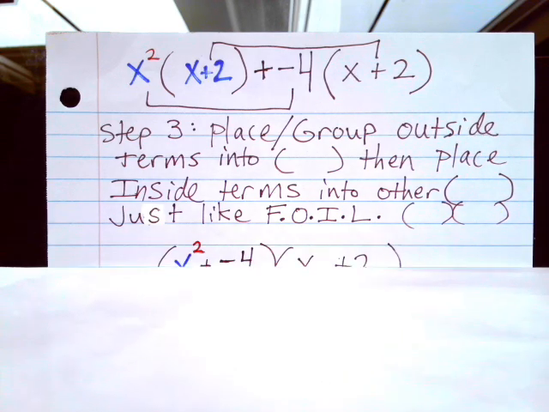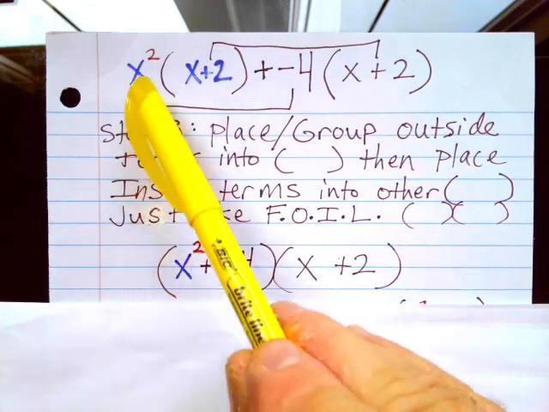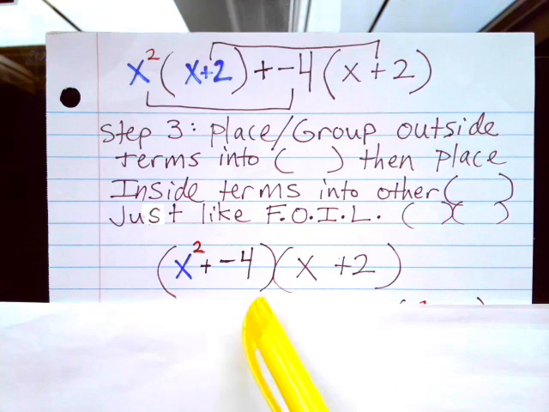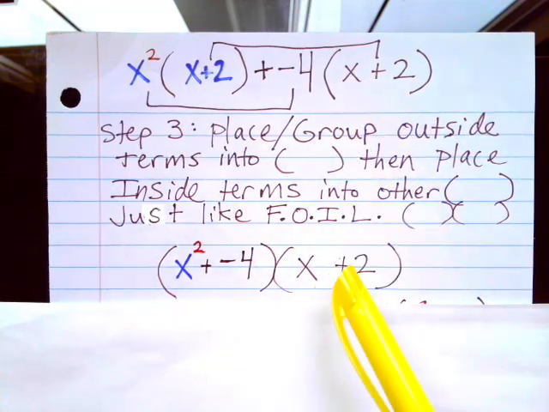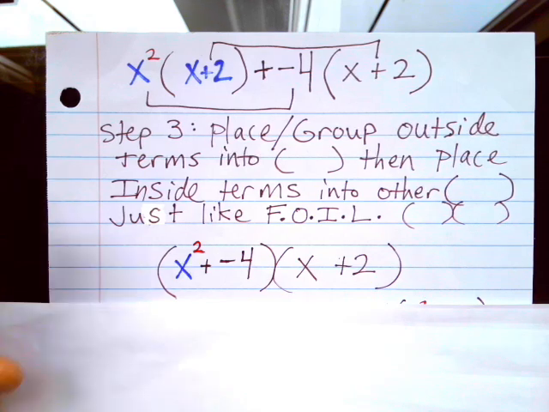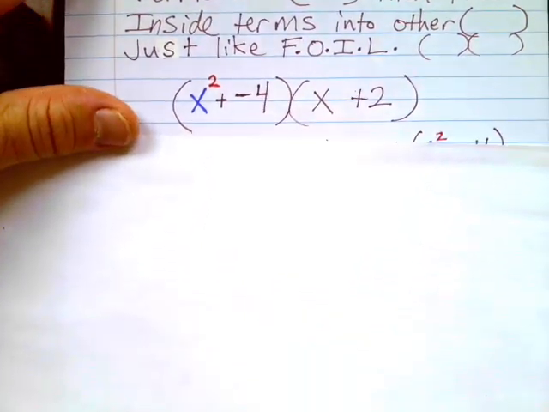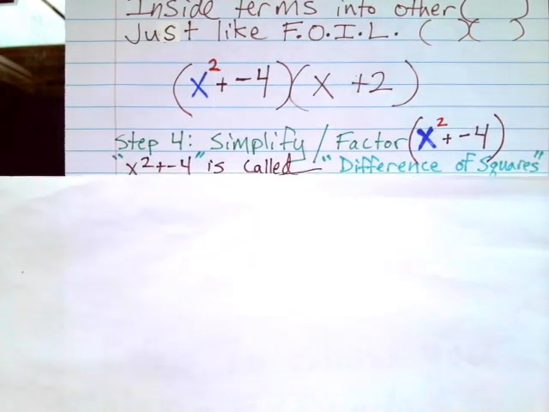Let's take a look at what that looks like. We have x squared plus a -4 inside one set of parentheses, and x plus 2 goes in another set of parentheses. I hope that didn't confuse you. That's just kind of how it goes. Factor by grouping.